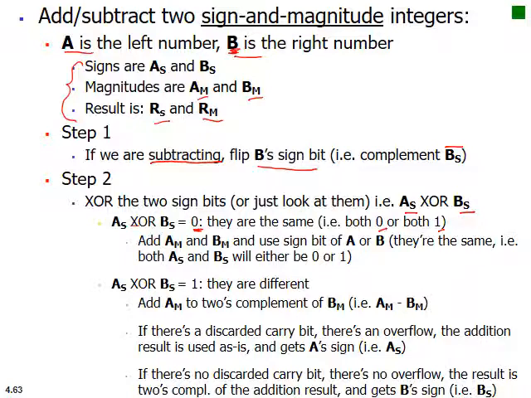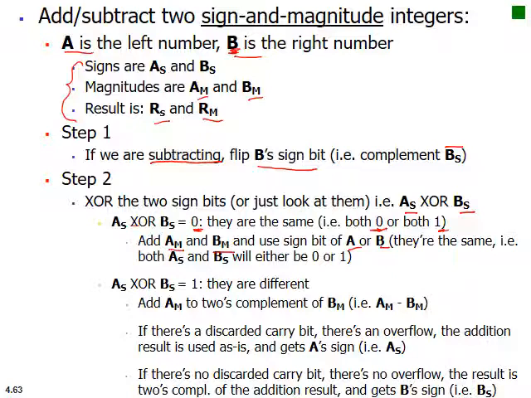If it's that case, then we simply add the magnitude of A and the magnitude of B, and use the sign bit of either A or B, because remember, in this special case they will both be equal. Both will either be 0 or both be 1. So it doesn't matter which one we take as the sign.